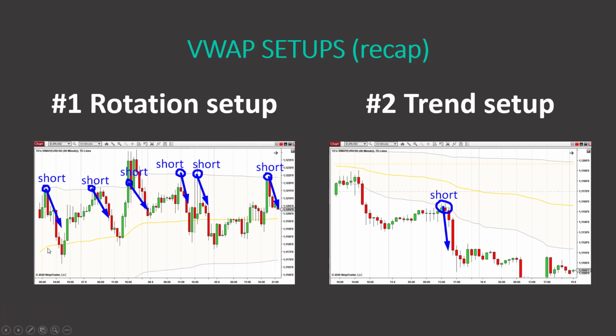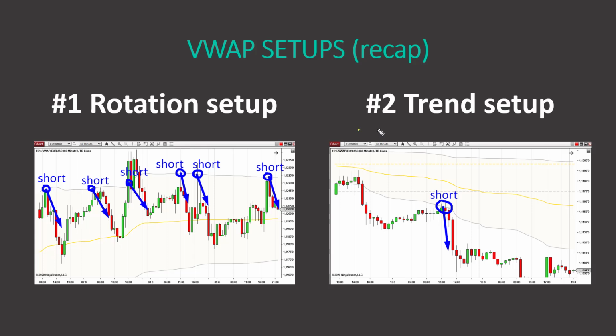VWAP is the magnet. VWAP is the take profit. Well, it doesn't need to be the take profit. I don't really like to set a hard rule to that, but it is a good idea to place your take profit at the VWAP.